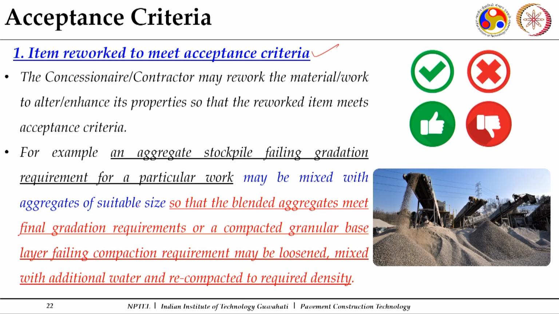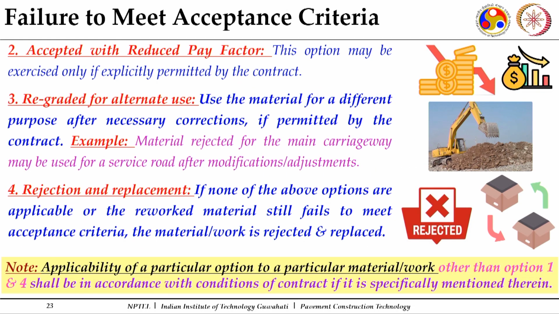So, for example, an aggregate stockpile failing the gradation requirement for a particular work may be mixed with aggregates of suitable sizes, so that the blended aggregates now meet the requirement. So, this can be one way of doing the acceptance if something is falling out of it.